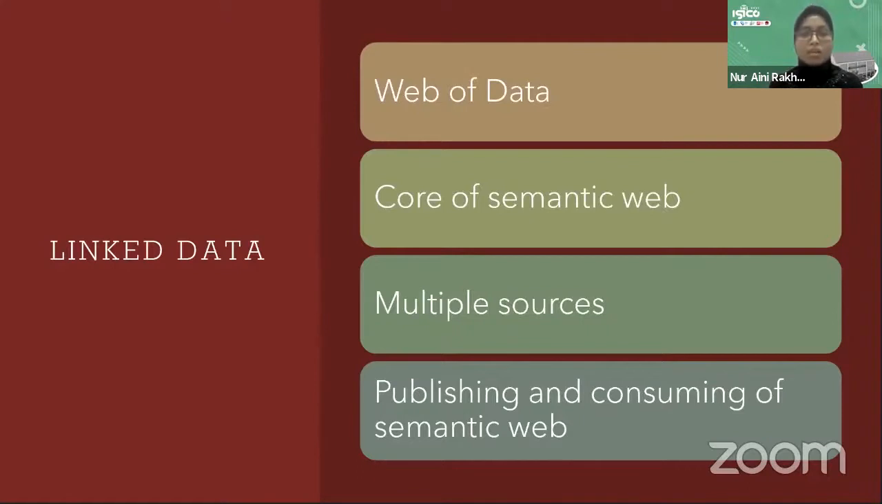The core of linked data is the semantic web. What is the semantic web? Semantic web means we change the information to be understandable for the machine, for applications, and also use multiple sources. Multiple sources means not only one source, and it is actually all about publishing and consuming data. How your data can be useful for another.